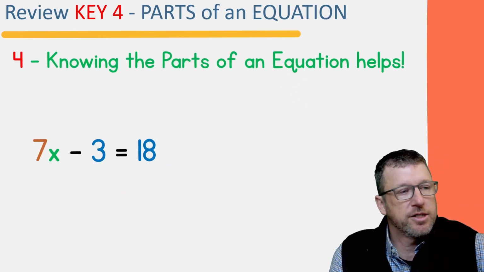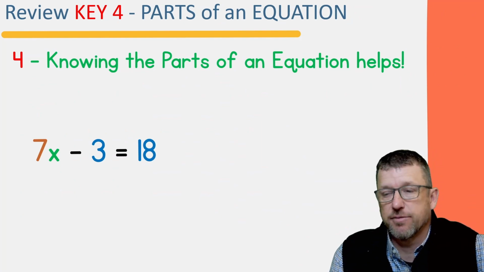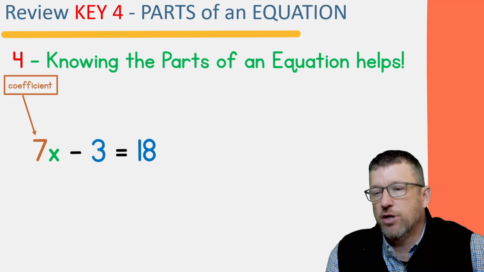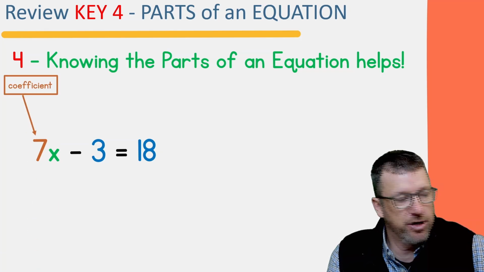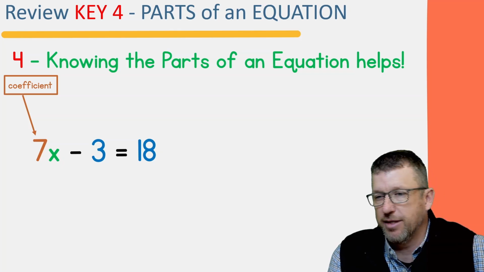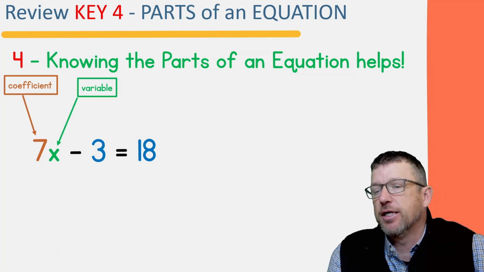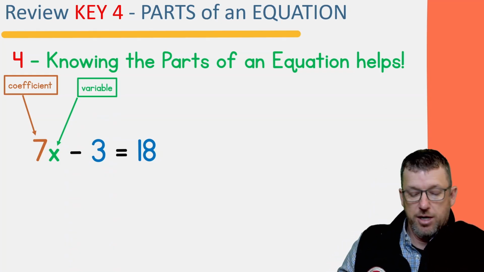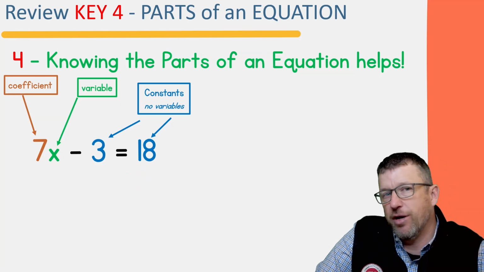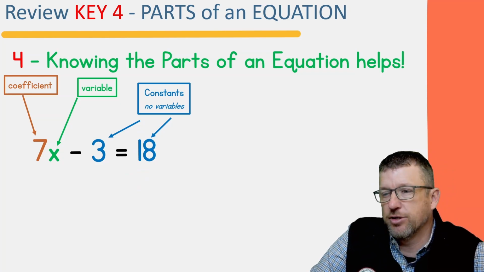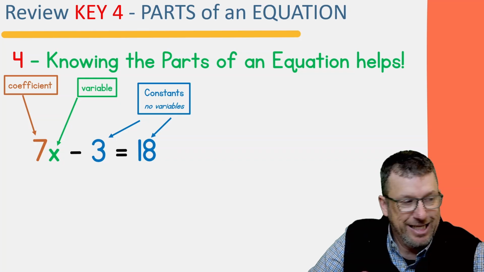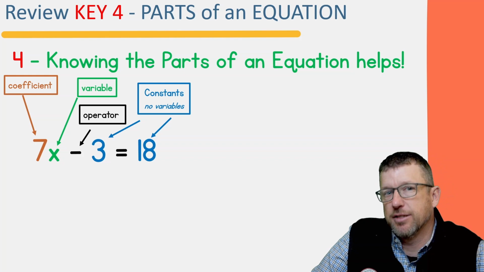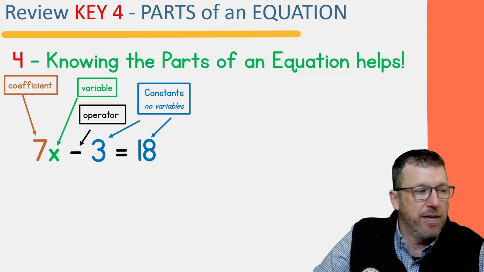Review key number 4, let's understand the parts of an equation because you're going to need this, especially for the combining terms portion of your equation. This is called the coefficient. It's a number that's connected to a variable, which means it's being multiplied or divided by it. In this situation, it's connected to the x, which is the variable. It's the unknown. It's what we're trying to solve for. We have constants, which don't have a variable connected to them. Those are our integers, fractions, decimals that don't connect to anything. They're standalones. And then we have the operator in the middle, like addition, subtraction, multiplication, division. Those are our operators.